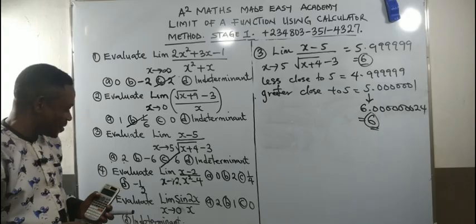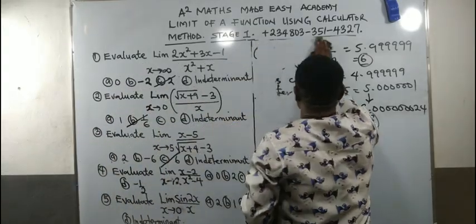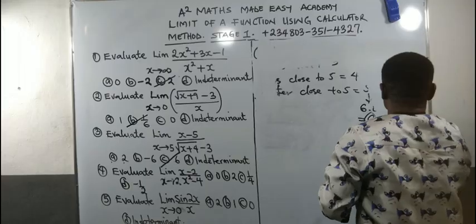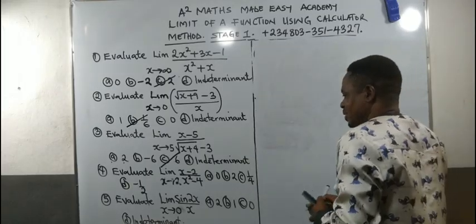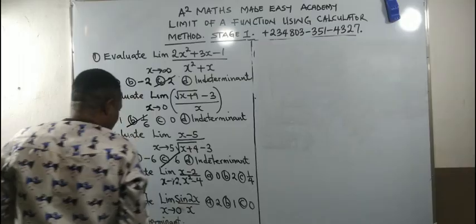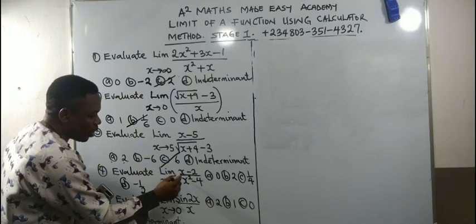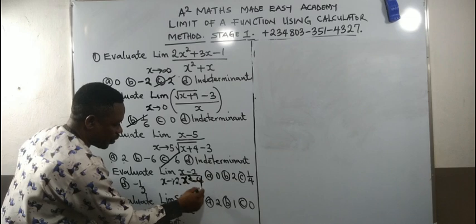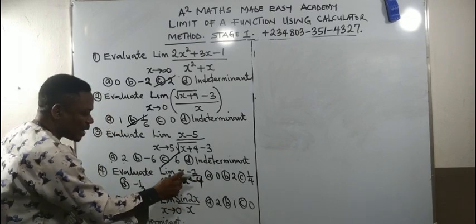Now, question number 4. Oh my goodness. Question number 4. Now, what is question number 4? Watch. Question number 4 says, we should evaluate the limit of x minus 2, all over x squared minus 4, as x approaches 2. Are you with me now? Can I write it up there now?